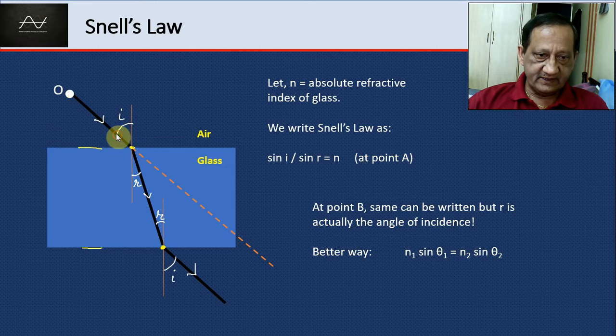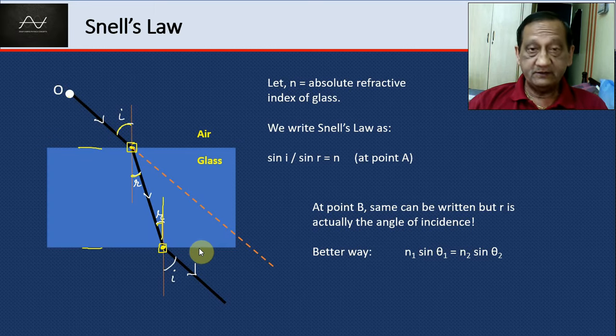This is the angle of incidence. This is the angle of refraction at the first refraction. At the second refraction, this is the incident ray. So what I've written as R is actually the angle of incidence, and this is the angle of refraction. But due to the geometry, this line and this line are parallel. So this is R, this is also R, and accordingly, this also will be I.